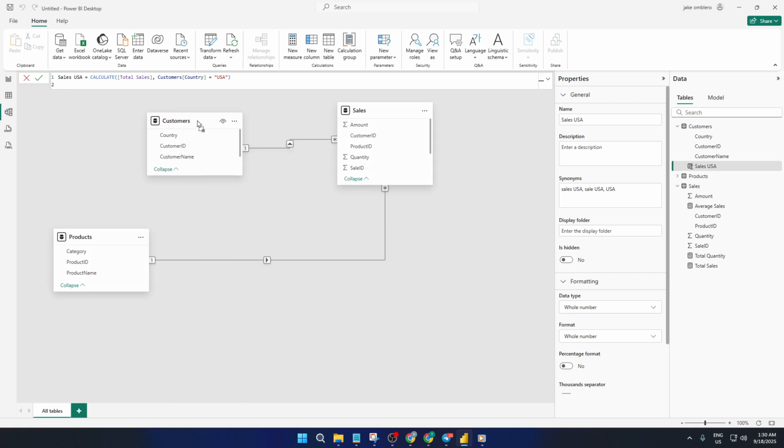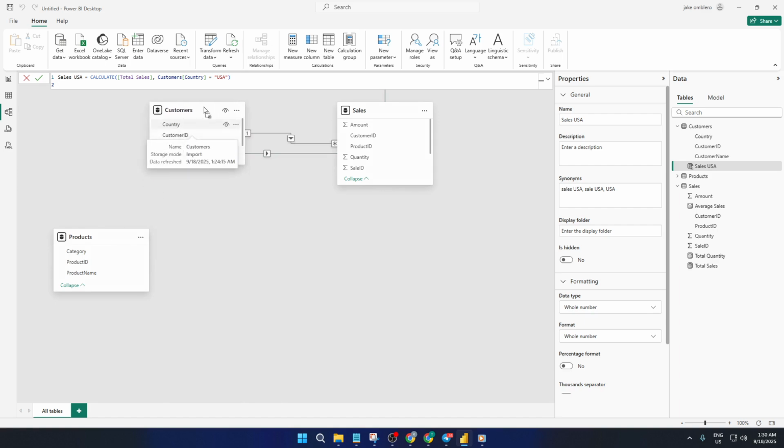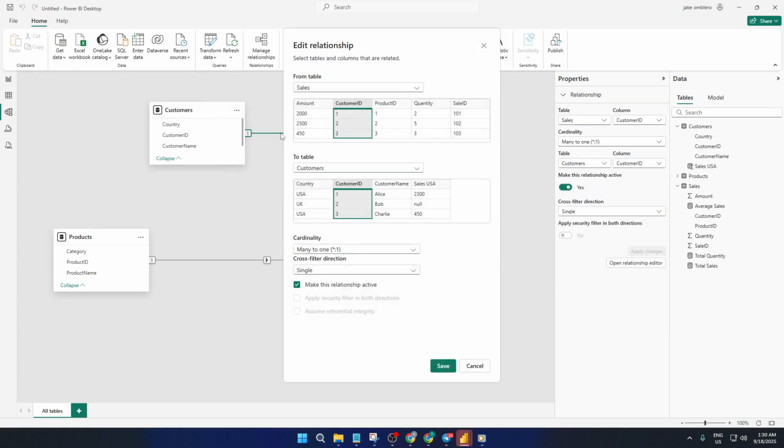For instance, products product ID is linked to sales product ID with a one-to-many relationship, meaning each product can show up in many sales, but each sale can reference only one product. The same goes for customers. Checking these relationships is so important because they drive how your data comes together in every visual. If something looks strange in your report later, often the answer traces back right here.